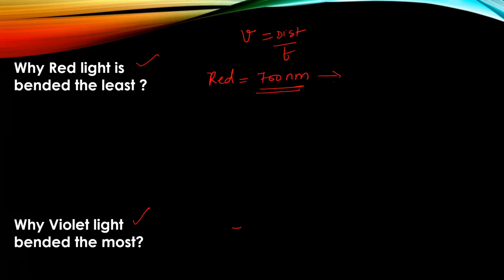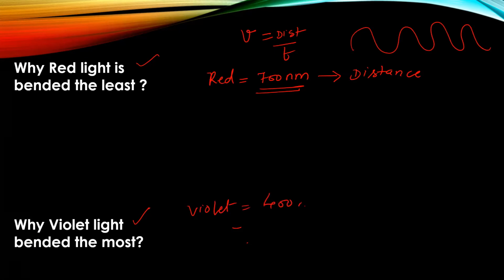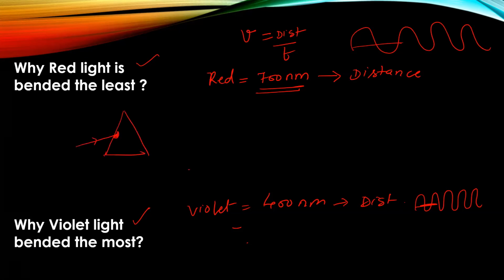Okay, so this wavelength is considered as distance traveled. So obviously the red light is traveling more distance, because it has a wavelength higher than the violet light. Okay, now as compared to that, violet light has 400 nanometer. So this again can be compared to distance traveled. So the wavelength is like this. Understood?